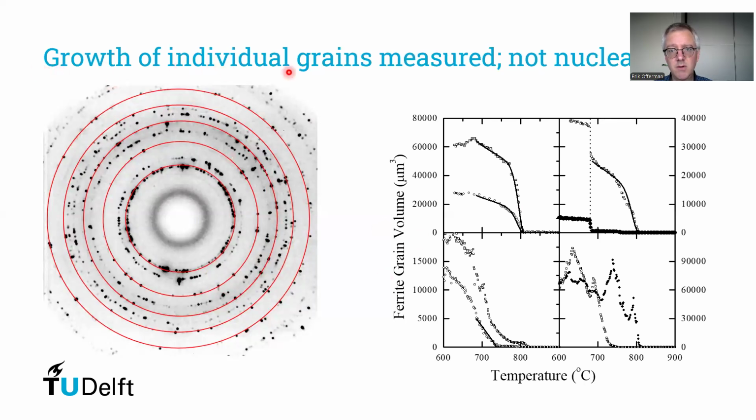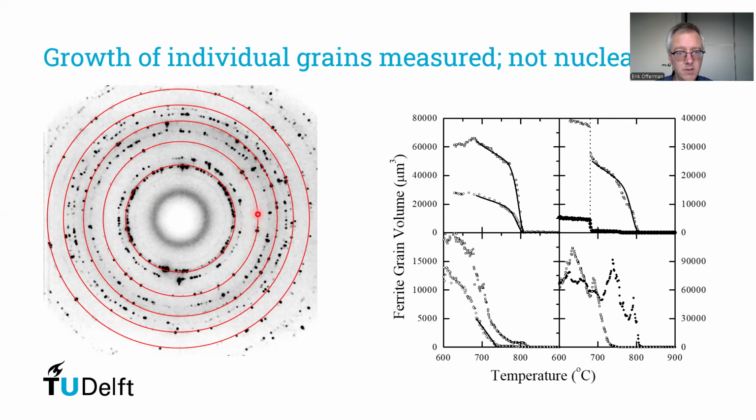Now, just a little background about the measurements. What we actually measure is the growth of individual grains and not per se the nucleation event itself. And so with these synchrotron sources, we can record diffraction patterns, and in a very short period of time, a fraction of a second, we can record these patterns at elevated temperatures. So this is during the austenite to ferrite phase transformation, where you see here diffraction rings from the austenite, and here you see diffraction rings from the ferrite, and these points are diffraction spots coming from individual grains in your steel.